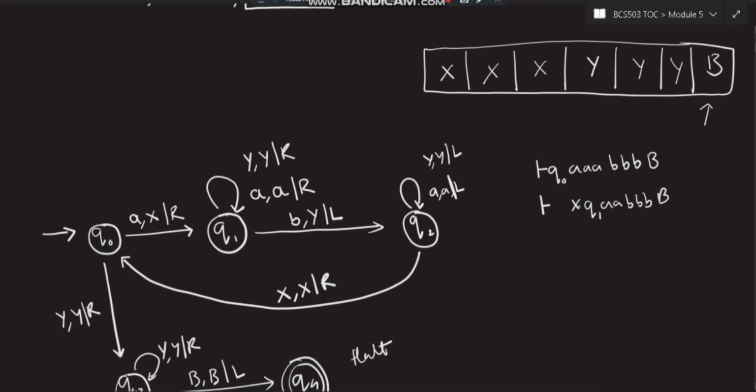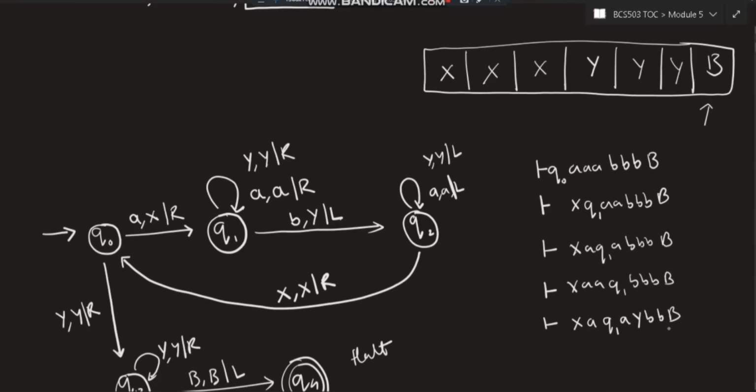Now Q1 on A, what do you have to do? Just move to the right. So here it will be X A Q1 A B B B capital B. After that Q1 on A, again the same thing: X Q1 B B B B. Now Q1 on B, what happened? It goes to Q2, B becomes Y, and it moves to the left. Moving left means A will come here and Q1 will be present here. Here it will be A, this X will be here, and this will be B B B.